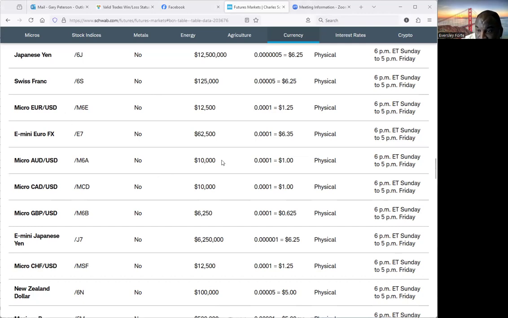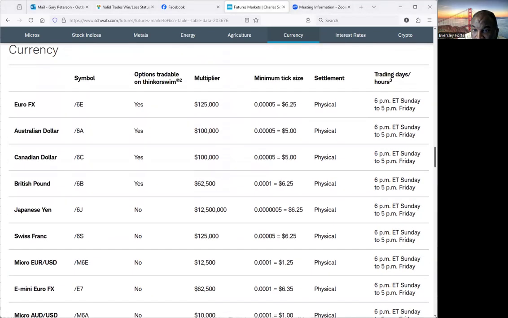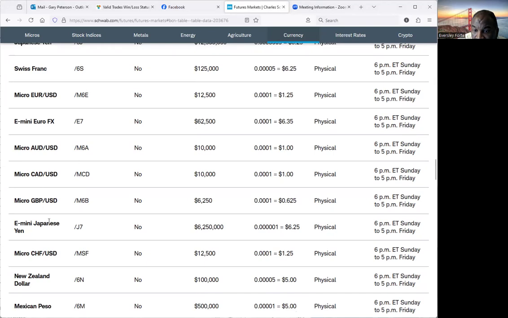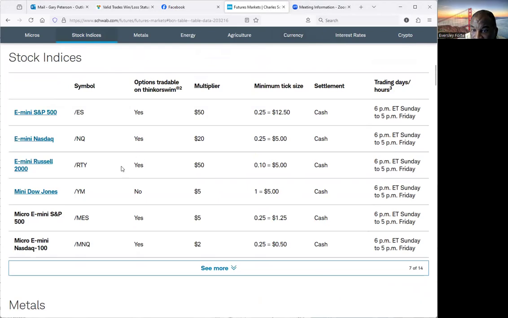But these are the futures. If you have any questions along the way, just go ahead and ask. If you raise your hand, I won't see it. Just type it in the chat window, or just unmute and ask a question, anything you want as we go along.